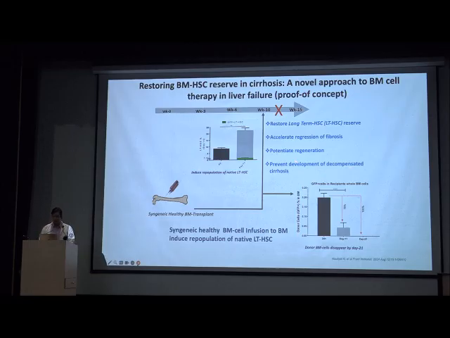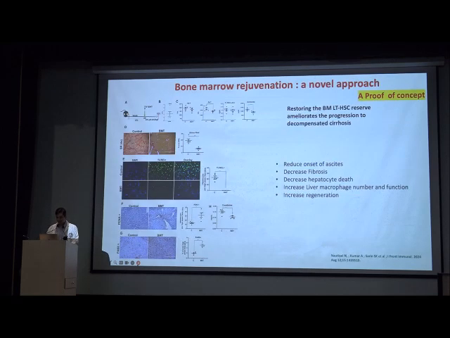So there has been data which has even come from our institute which has shown that all of these functions can adequately be done using the bone marrow therapy. The other thing is the bone marrow rejuvenation. As I had already shown, it can help in reduce the onset of ascites, it can decrease fibrosis, it can decrease hepatocyte death, it can increase regeneration in all of these subgroups.